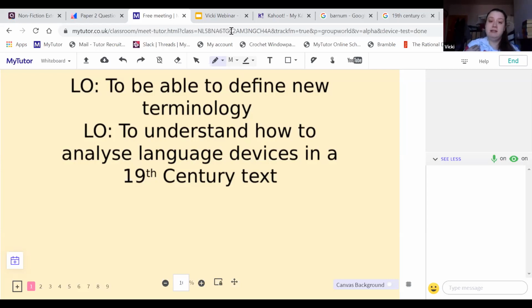I'm not worried in the slightest. Then we're going to be looking at how we can apply some of those and some of the DeForest features to a 19th century text. It's a really interesting one, I think a little bit controversial.